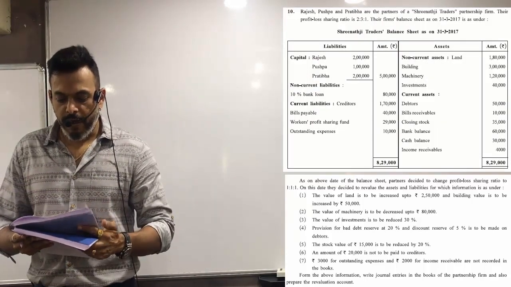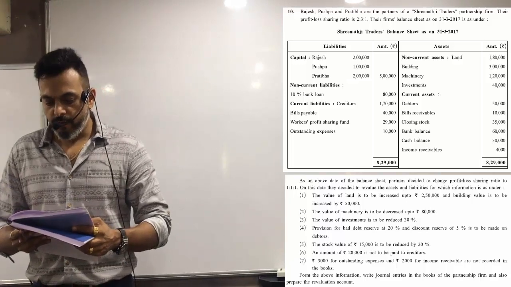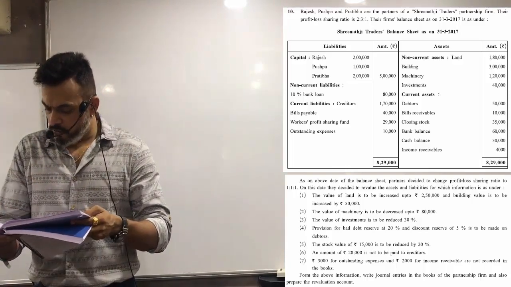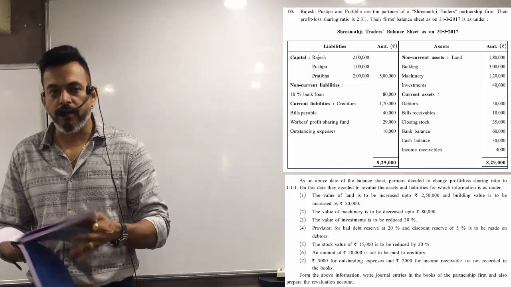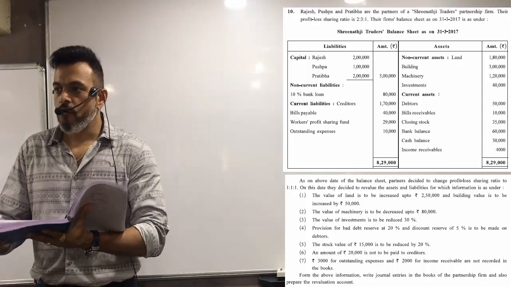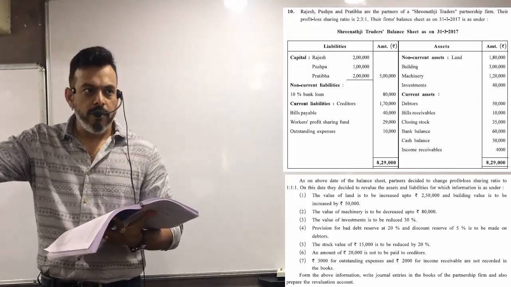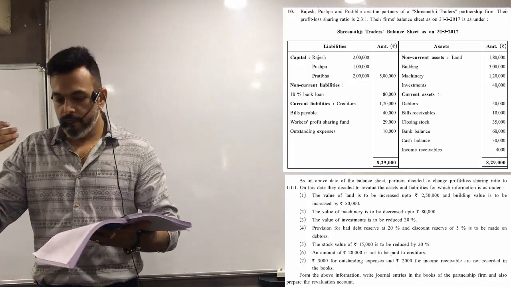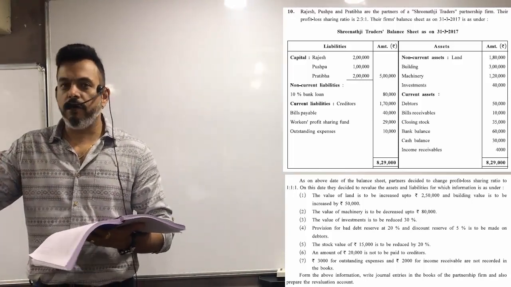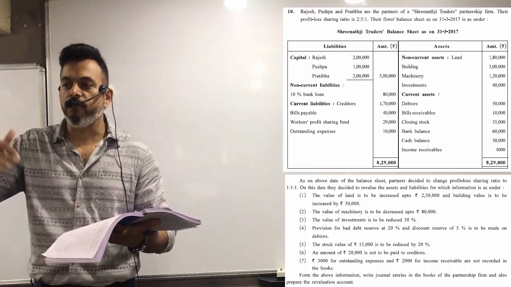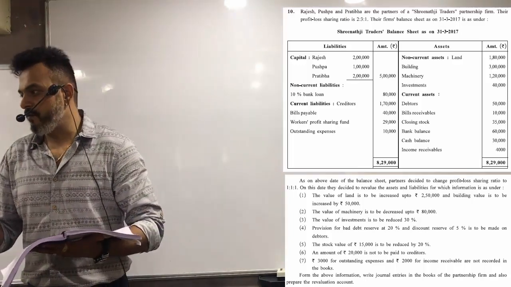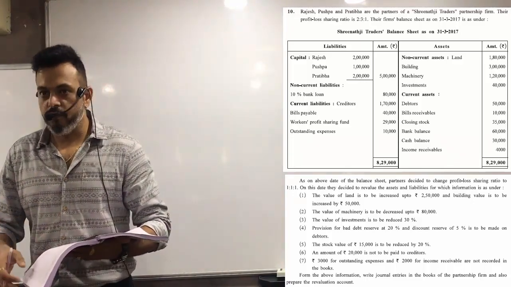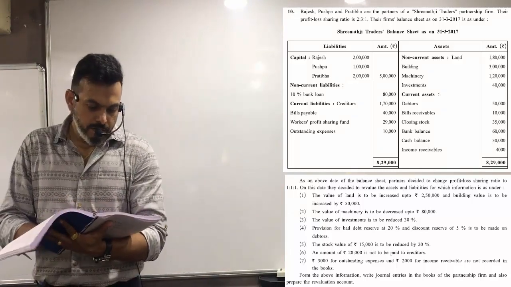As on the above date of the balance sheet, partners decide to change profit loss sharing ratio to 1:1:1. What was the old ratio? 2:3:1. And the new ratio is 1:1:1. It means from now on, whatever happens, profit or loss, gain or income, all will go in the new ratio after 31st March 2017. But up to 31st March 2017, everything will go in the old ratio. Understood this? Okay. Now, let's check.